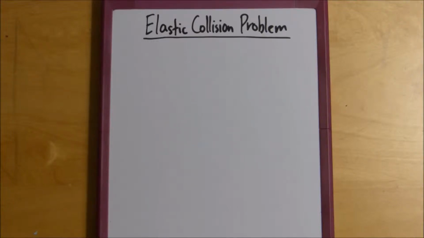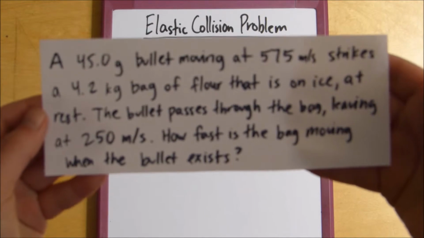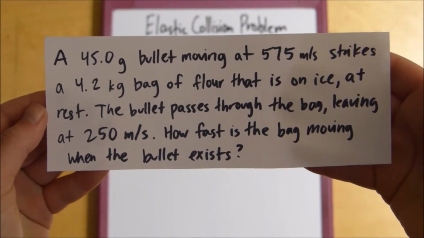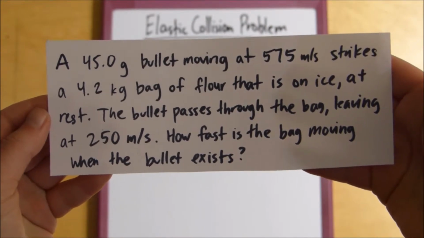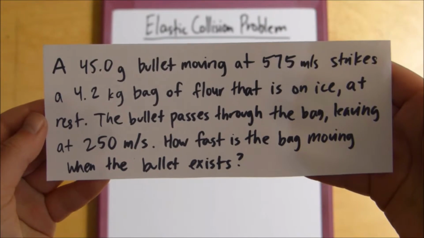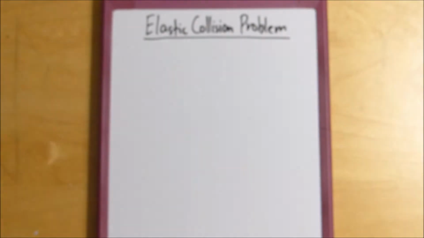Alright, so now let's do an elastic collision problem. Here we have a 45-gram bullet moving at 575 meters per second that strikes a 4.2 kilogram bag of flour that is on ice at rest. The bullet passes through the bag, leaving at 250 meters per second. How fast is the bag moving when the bullet exits?